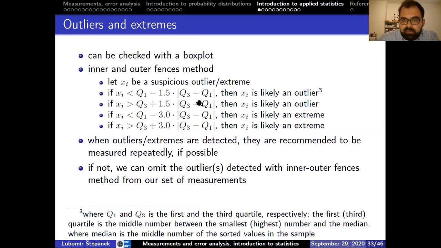The traditional method to detect if there is an outlier or an extreme is using the inner or outer fences method. This is a traditional method which is now more than 100 years old. It was first established by Professor Fisher, an English statistician.